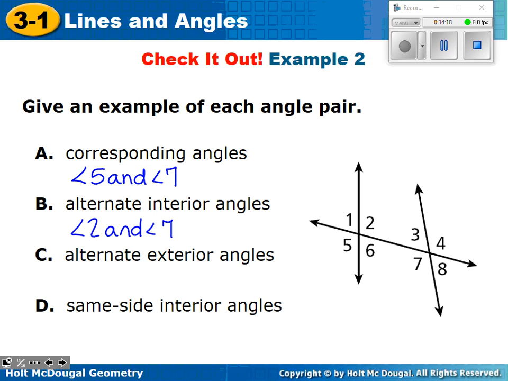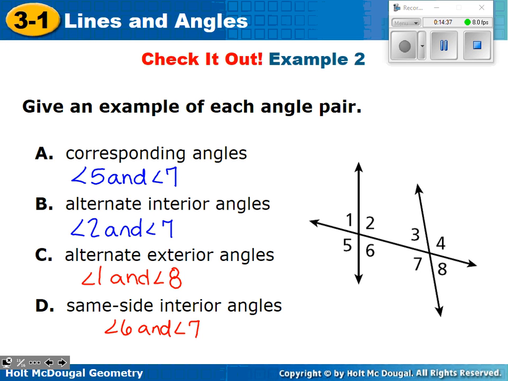Jacob, can you give me a pair of alternate exterior angles? Angle 1 and angle 8. Good. Angle 1 and angle 8. And let's go with Reese. Can you give me a pair of same side interior angles? Very good. Angle 6 and angle 7.